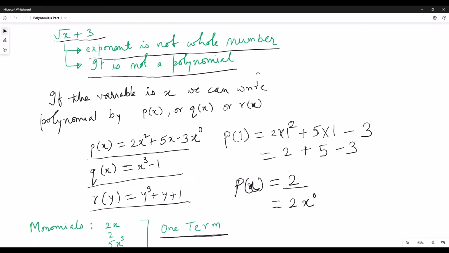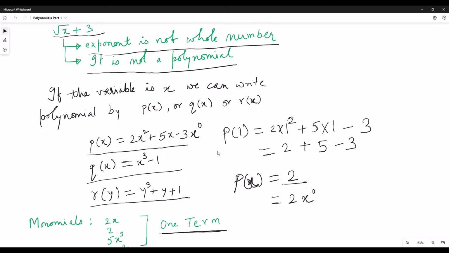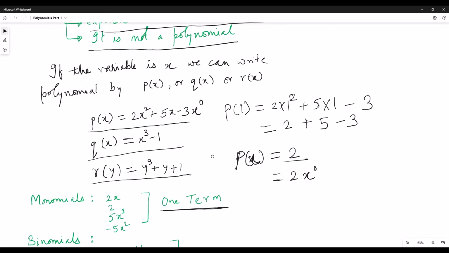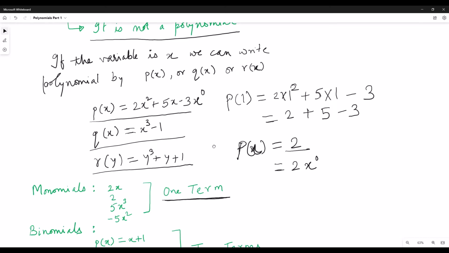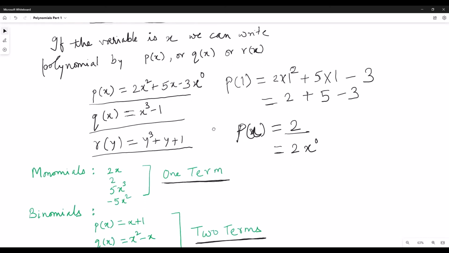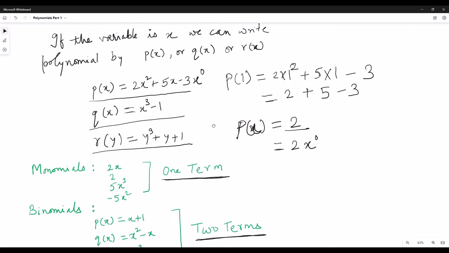If the variable is x, we can write a polynomial as p(x) or q(x) or r(x). If it is a polynomial in one variable, then it will be p(x). If it is a polynomial in two variables, then we write p(x, y). We are discussing polynomials in one variable. So p(x) is 2x square plus 5x minus 3x to the power 0. Then r(y) is y cube plus y plus 1. These are some of the polynomials we are discussing.